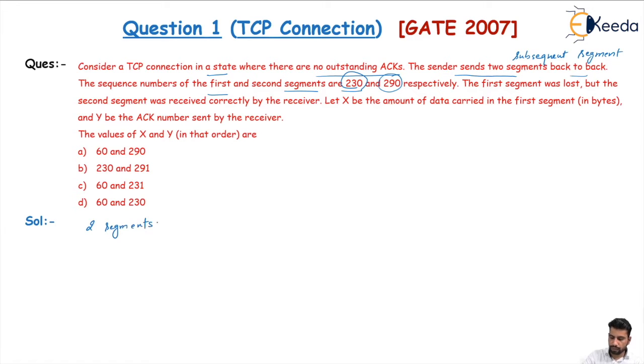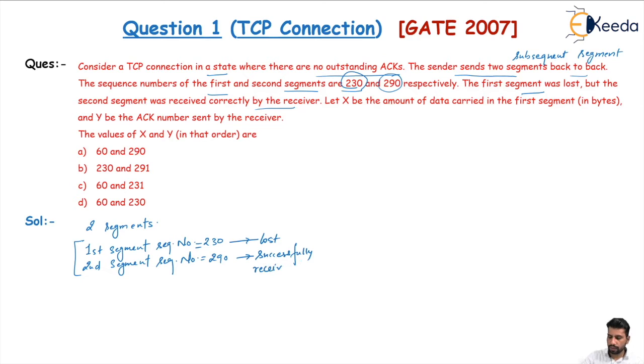Here we are given two segments. The first segment sequence number is given as 230, and the second segment sequence number is given as 290. The first segment was lost in the network, but the second segment was successfully received by the receiver.